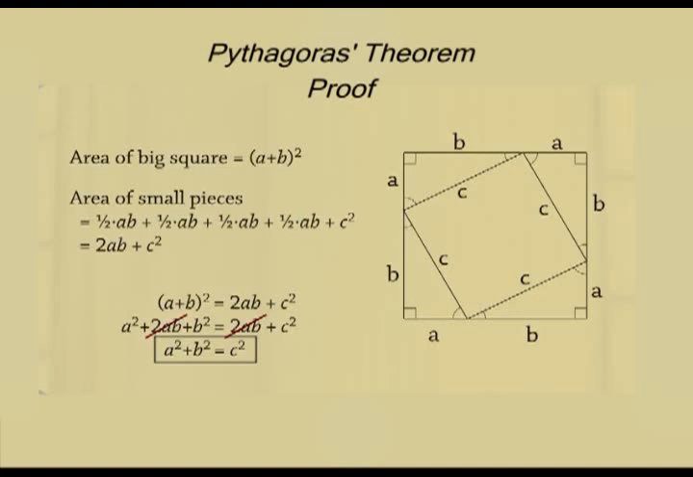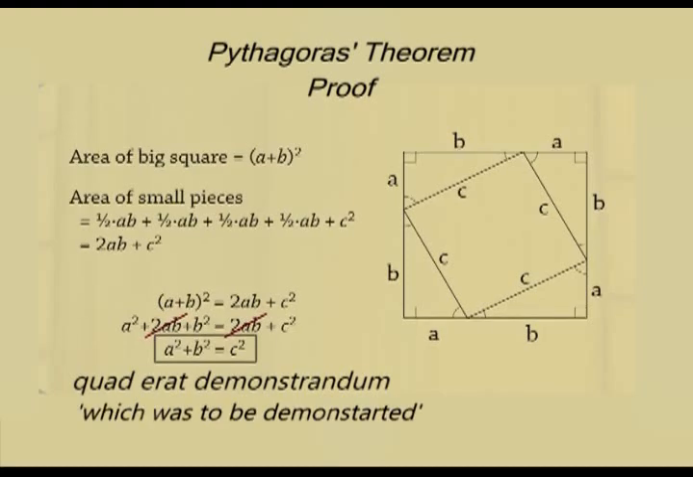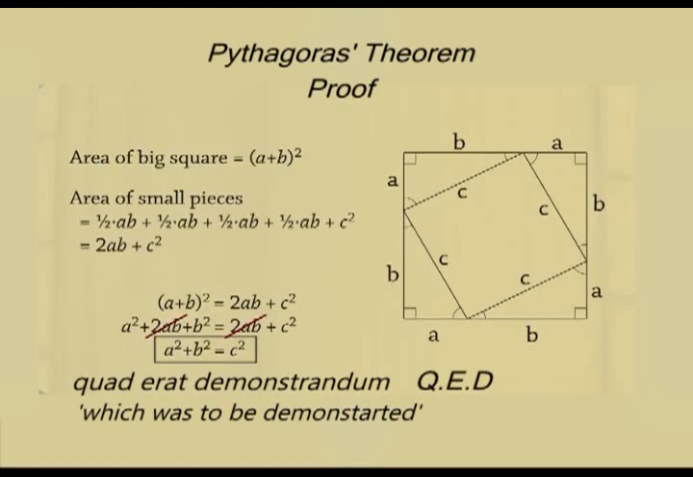There is a Latin phrase used to say you are finished with the maths proof, quod erat demonstrandum. This means which was to be demonstrated. You can shorten it as QED. It is a nice way to big up yourself for understanding why something is what it is.